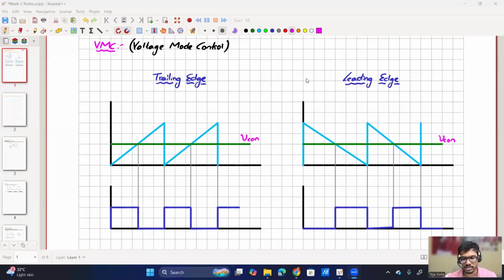No, no, both are for VMC. Now I'll go to CMC and discuss both. The trailing edge as well as leading edge are there in both VMC and CMC. So I'll discuss all the four cases.